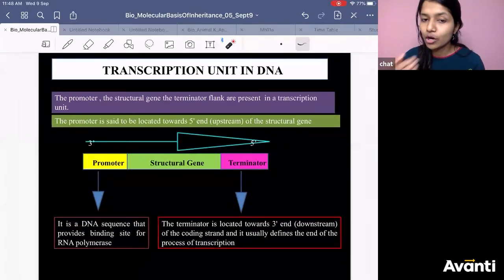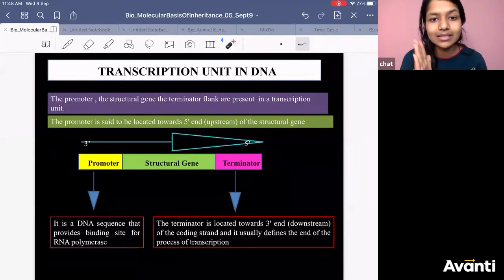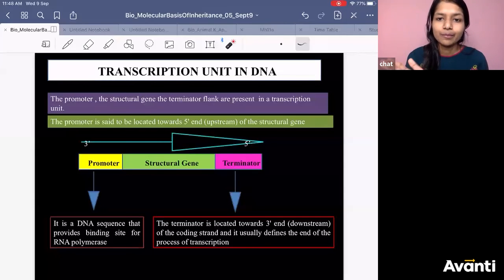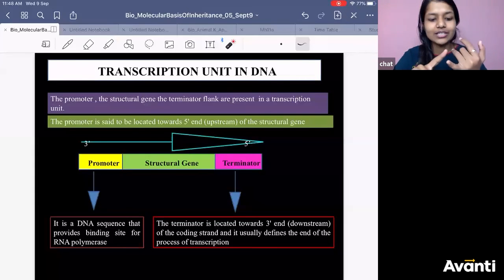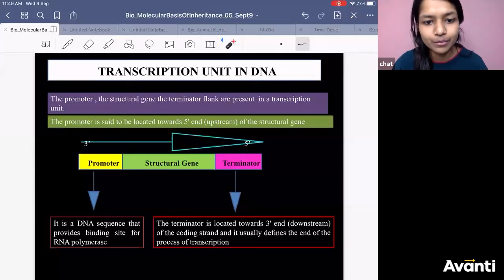Okay? So tomorrow's class, we are going to learn the transcription process in detail. Up to now, if there is any doubt, you tell me. We have not discussed prokaryotic transcription process and eukaryotic transcription. Tomorrow we will be talking about how transcription happens in prokaryote and how transcription happens in eukaryote. This initiation, elongation, termination process is there, right? How it happens in prokaryote and how it happens in eukaryote.